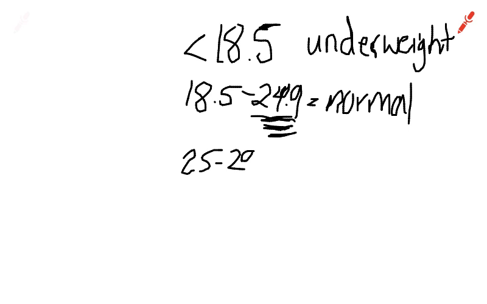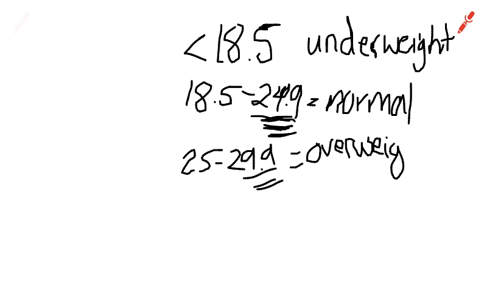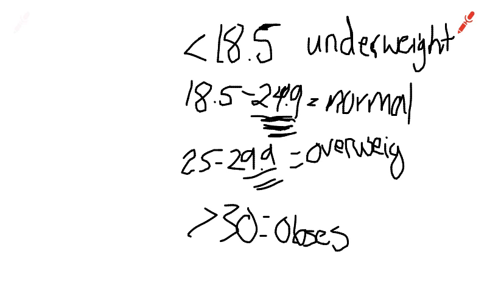For 25 to 29.9, again the cutoff, you're considered overweight. And if you're above 30, you're considered obese. Now there's another category: if you're above about 35, you're obese category 2, but I don't think this class goes over that.